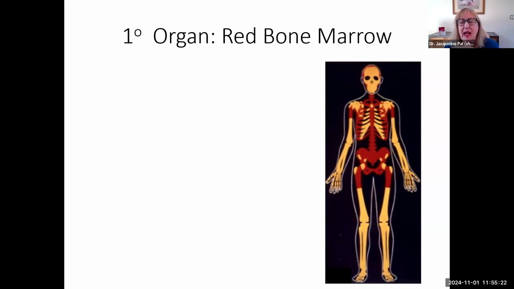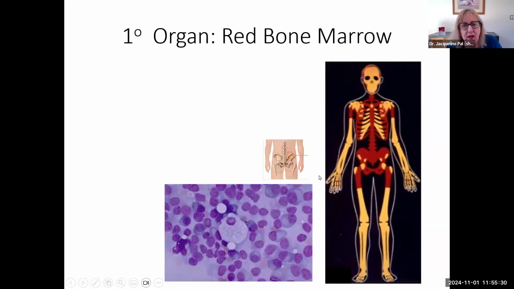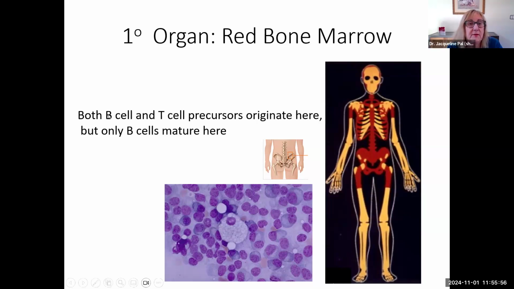So the easiest places to access red bone marrow in an adult would be here, your breastbone, your sternum, and then like here at your hips, the top of your hip bones. And we could put a needle in there and then aspirate and look to see all the cells being made in your red bone marrow. Because remember, red bone marrow is where hematopoiesis occurs, formation of all of your blood cells. So not just some of your lymphocytes, but all of your red blood cells. But specifically, both your B cell and T cell precursors.